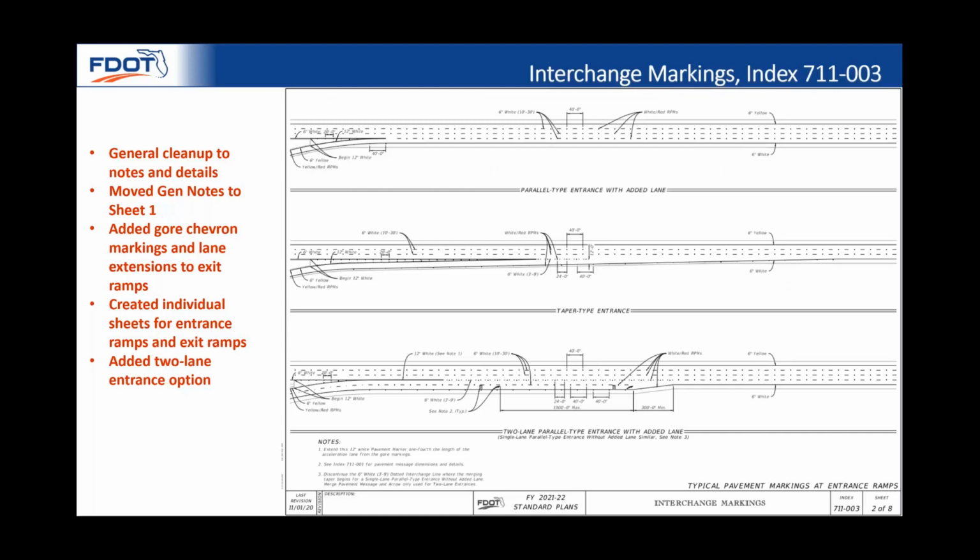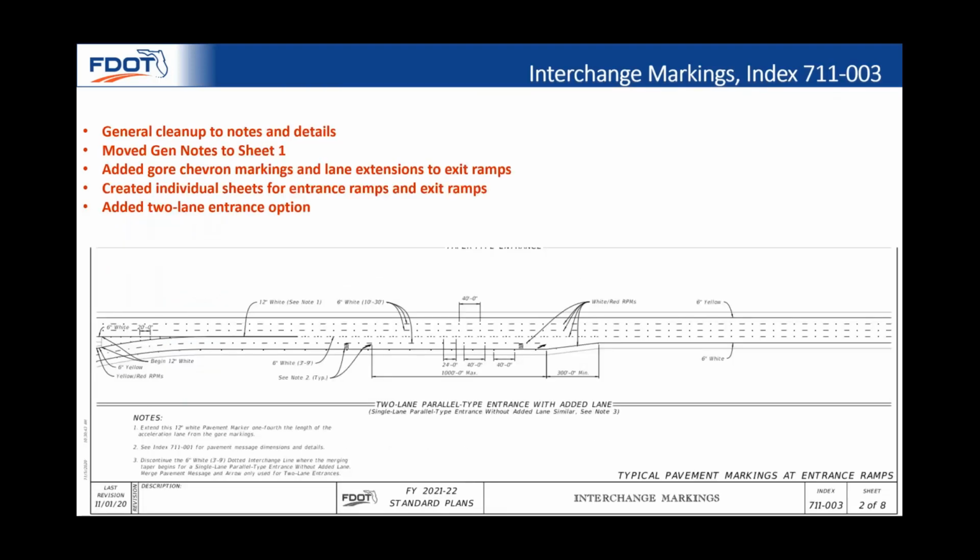Here's the new sheet 2 that shows some of the options for entrance ramps. I did want to point out here on sheet 2 that we revised the single lane parallel type entrance detail to include the 2-lane entrance option. The MUTCD does not cover 2-lane parallel entrances, so we thought it best to expand the details within Index 711-003 to show the more complex scenario.